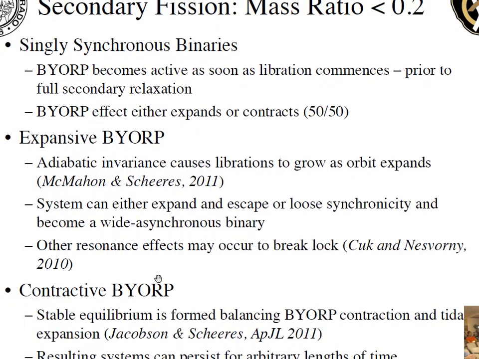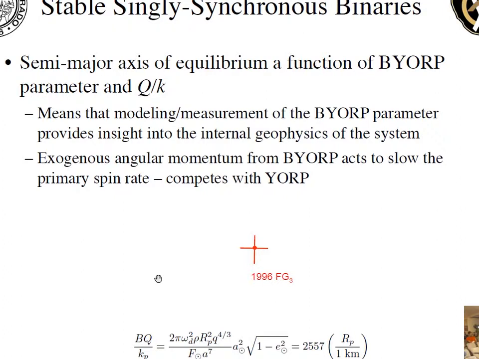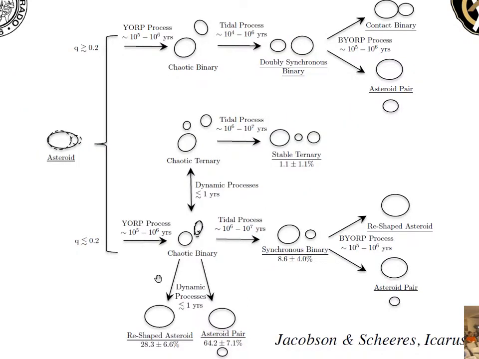And what we were able to show is that through this process, we can actually form binary asteroids, and then other effects such as the binary YORP effect take over. I'm not going to spend much time on this, but this is an interesting situation where you have a contractive binary YORP. The tides will always want to expand the system, and you actually can drive this asteroid system into a stable equilibrium. That's actually been confirmed for at least one binary asteroid. And this is interesting because it gives us a handle on what some of the internal dissipation parameters of the system could be.